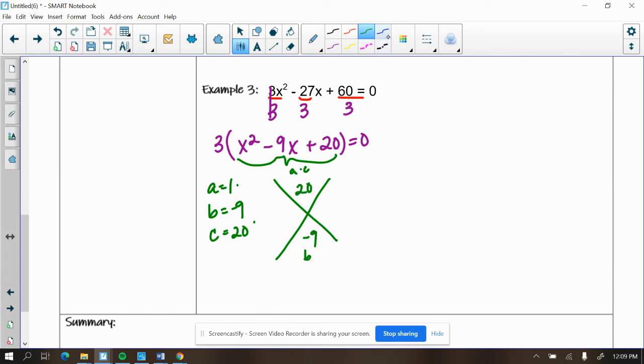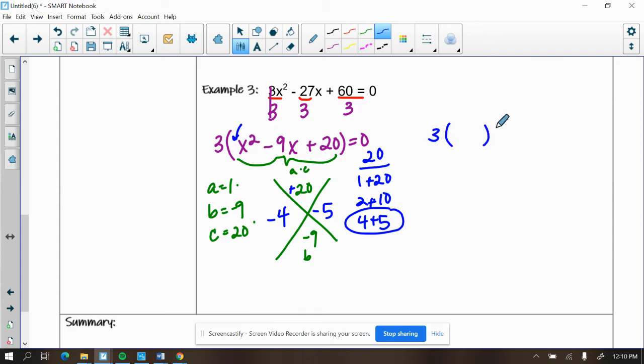B, negative 9. So factors of 20, again, this one is positive at the top, so we're going to see what can I add together. If you have your factor sheet, you can use your factor sheet. But which ones can I add together to get 9? Well, 4 and 5, right? So 4 and 5, but since this is negative, they both need to be negative. All right, again, our A is 1, so we can put the 3 out, and then in my parentheses, or like that one video called it a double bubble, we need to put my variable with my factors. So 3 times x minus 4 times x minus 5.